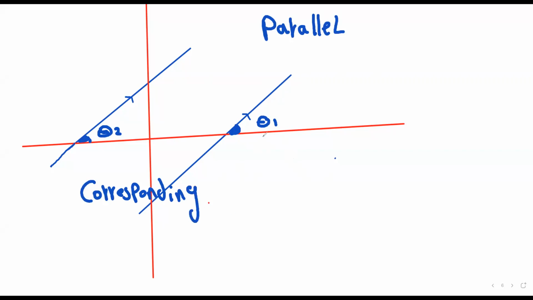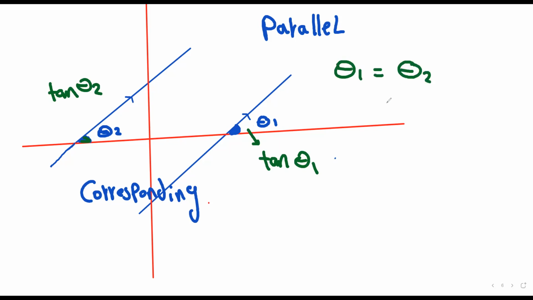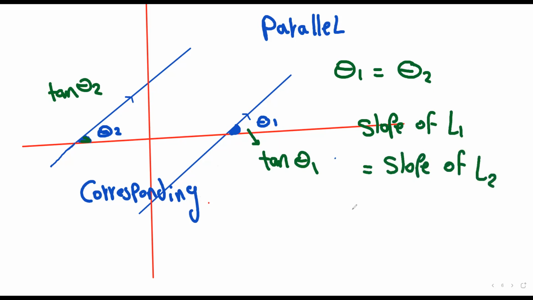And I said to you that the slope is equal to tan theta. So because the two angles are the same, tan θ1 is the same as tan θ2 because they are equal. θ1 equals θ2 because they are two corresponding angles. So the slope of the first line, the slope of L1, M1, equals M2, the slope of the second line.